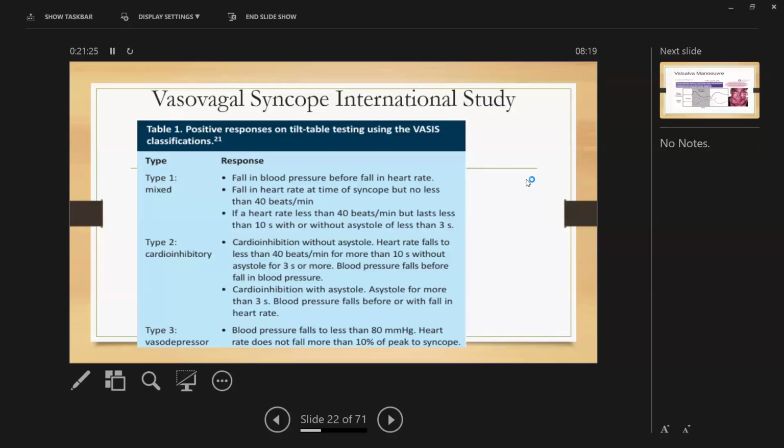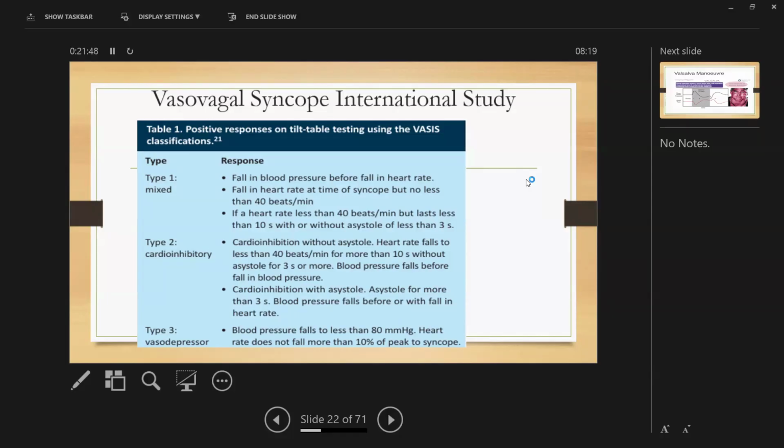So when is it a mixed response? There is both a fall in blood pressure and a fall in heart rate. In every response both will be there, but in the mixed type the fall in heart rate will be less, the heart rate will remain more than 40 beats per minute. Along with that, there will be no asystole occurring. That is the mixed type.